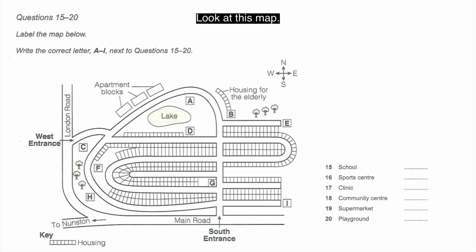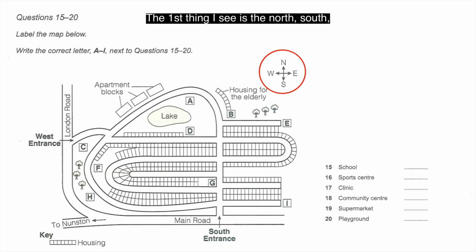Look at this map. It's from Cambridge IELTS 18. The first thing I see is the north, south, east, west on the top right of the map. These directions will be useful as I'm listening to the recording. The second thing I look for on the map, and this is probably the most important thing, is the starting point. Here on this map, there are two entrances, one on the south side and one on the west side.